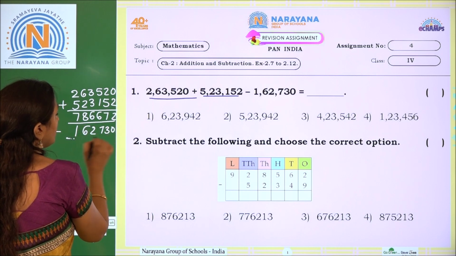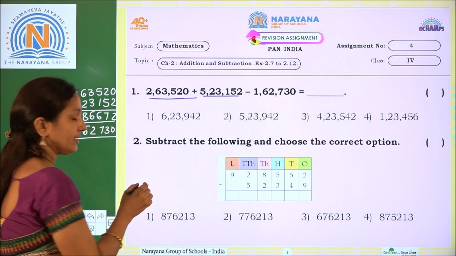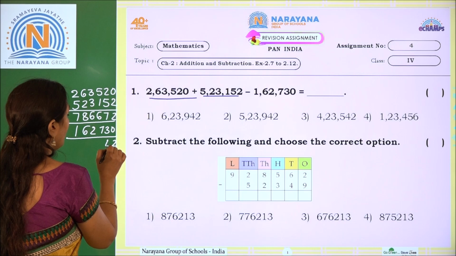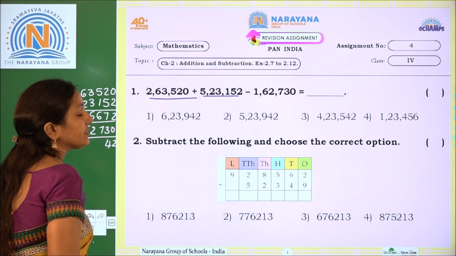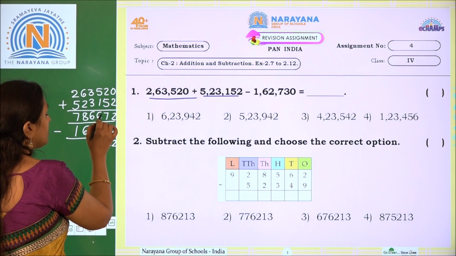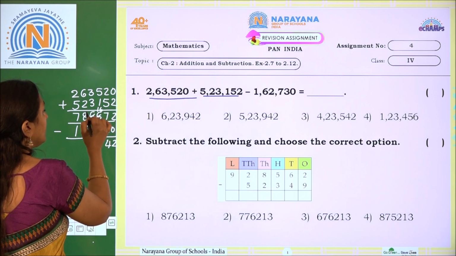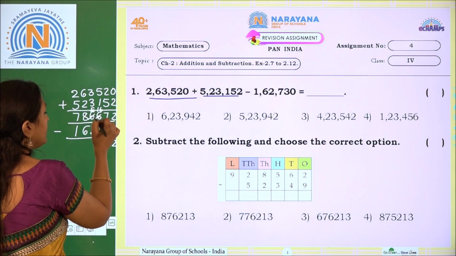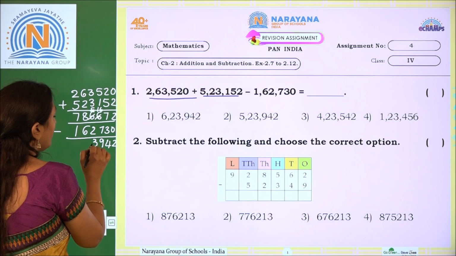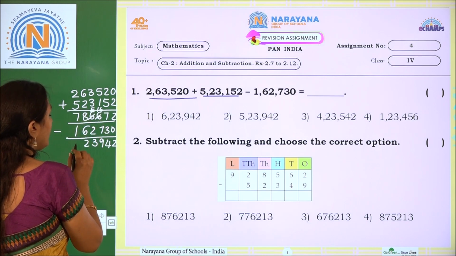1,62,730. Now 2 minus 0 is 2 only. 7 minus 3 is how much? 4. Can you subtract 6 minus 7? No. So what do we have to do? We have to regroup it. So from here, this 6 will become 16. This is 5. 16 minus 7 is 9. 5 minus 2 is 3. 8 minus 6 is 2. 7 minus 1 is 6. What did you get?